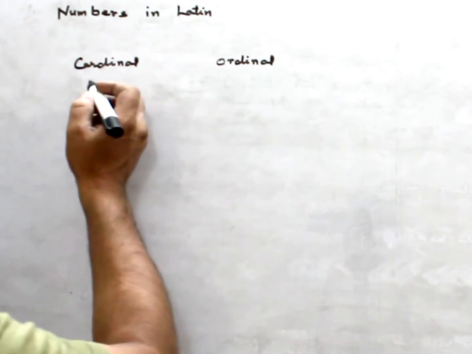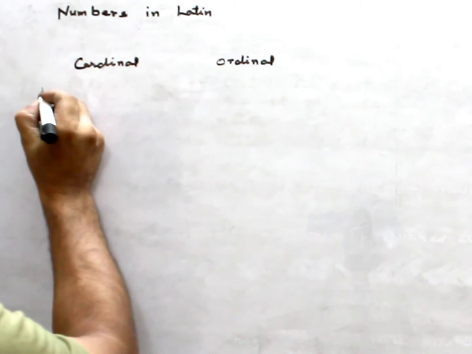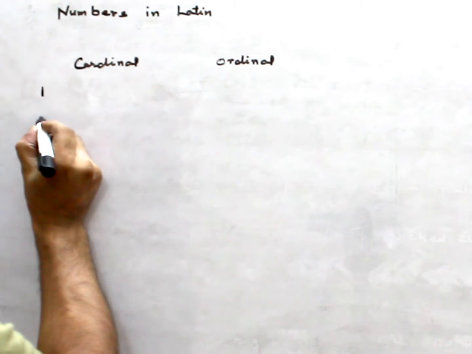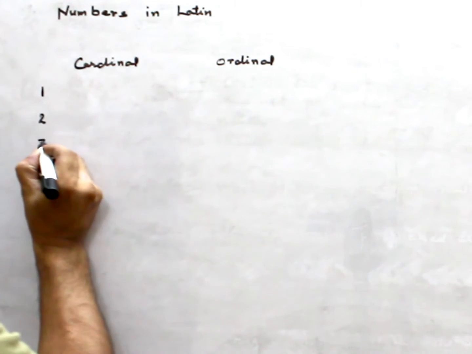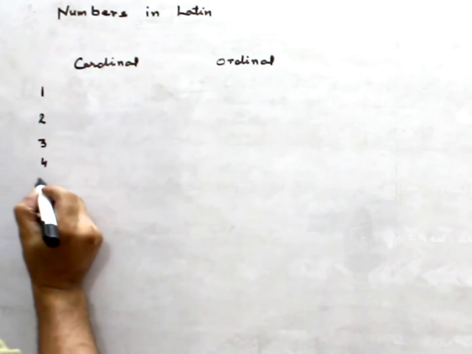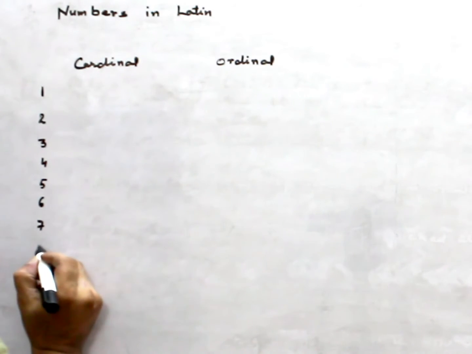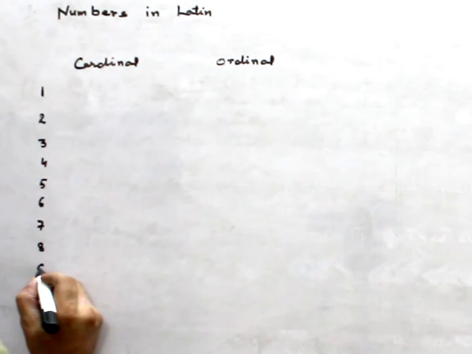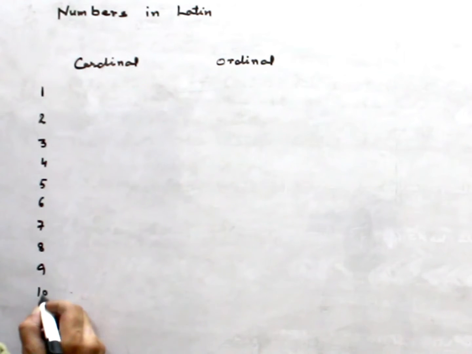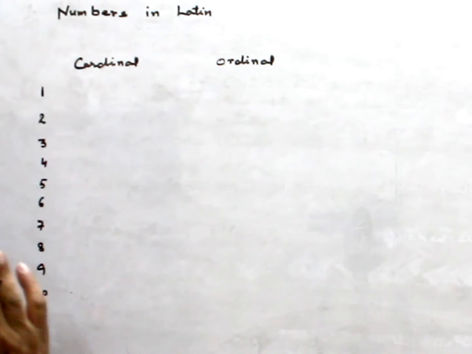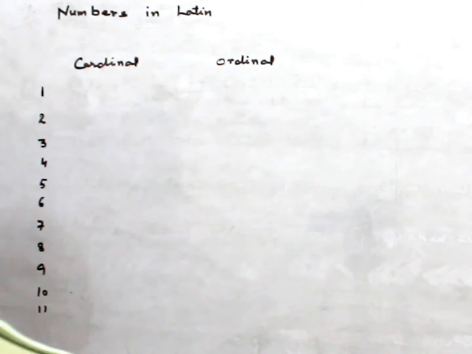In English we call 1, 2, 3, 4, 5, 6, 7, 8, 9, 10 and 11. Okay, up to this point.